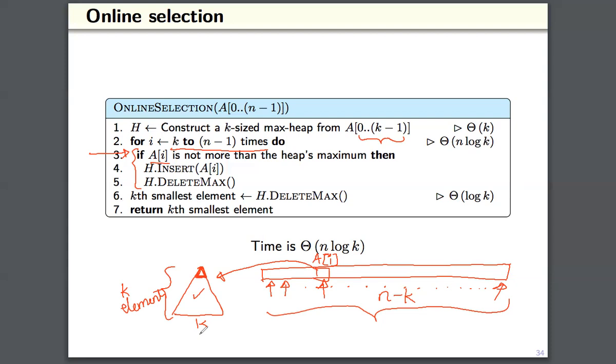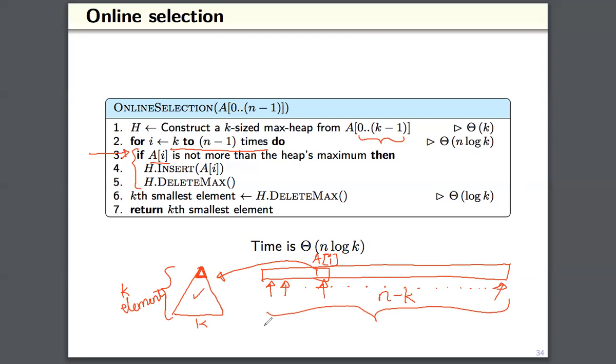If A of I is greater than heap's maximum, it means that there are k elements less than A of I. For that reason, A of I can never be one of the k smallest elements of the entire array. Hence, you throw that off.